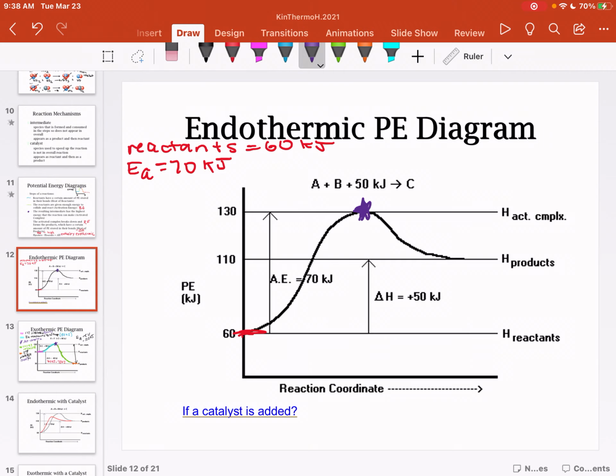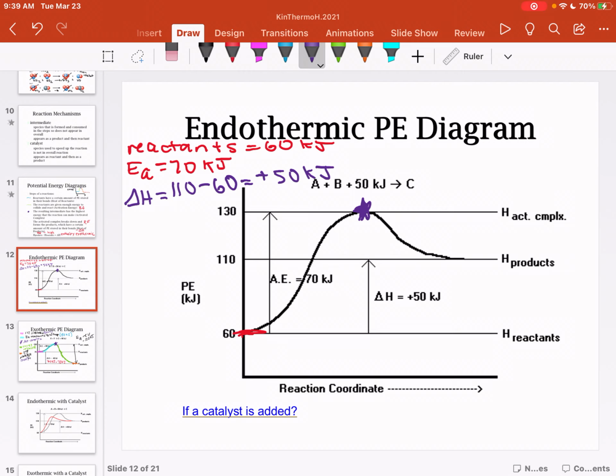My delta H is the difference between the two plateaus, the difference between the two flat lines, but I have to do it in a specific order. I have to go right to left. So it's going to be the difference, 110 minus 60, so my delta H here is going to be a positive 50 kilojoules, and as we know, that is indicative of an endothermic reaction.